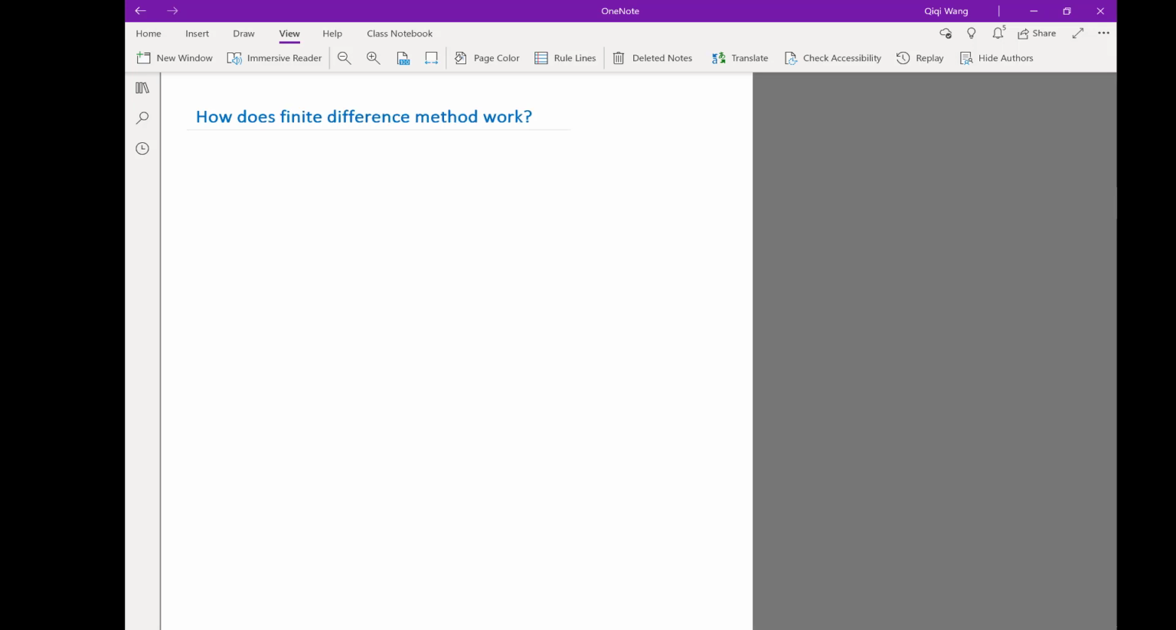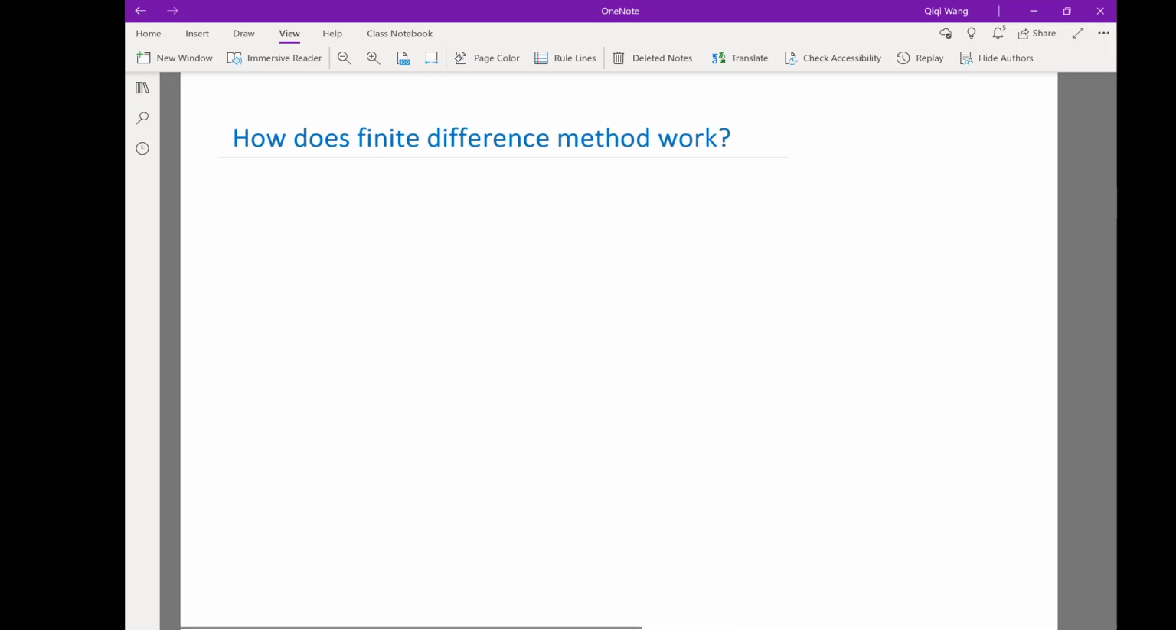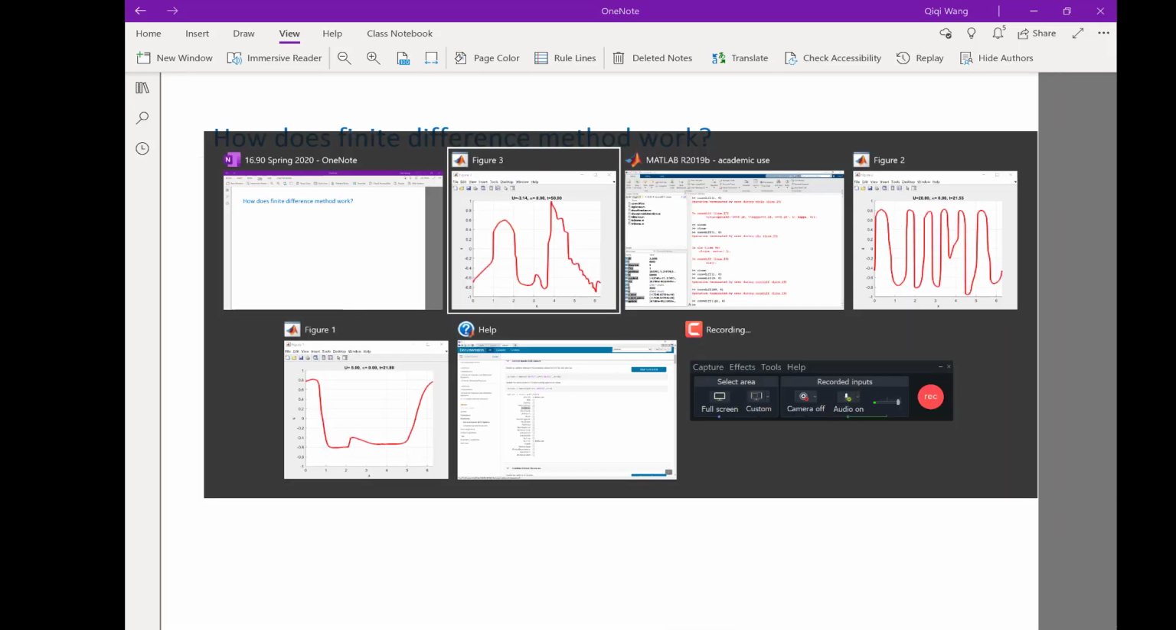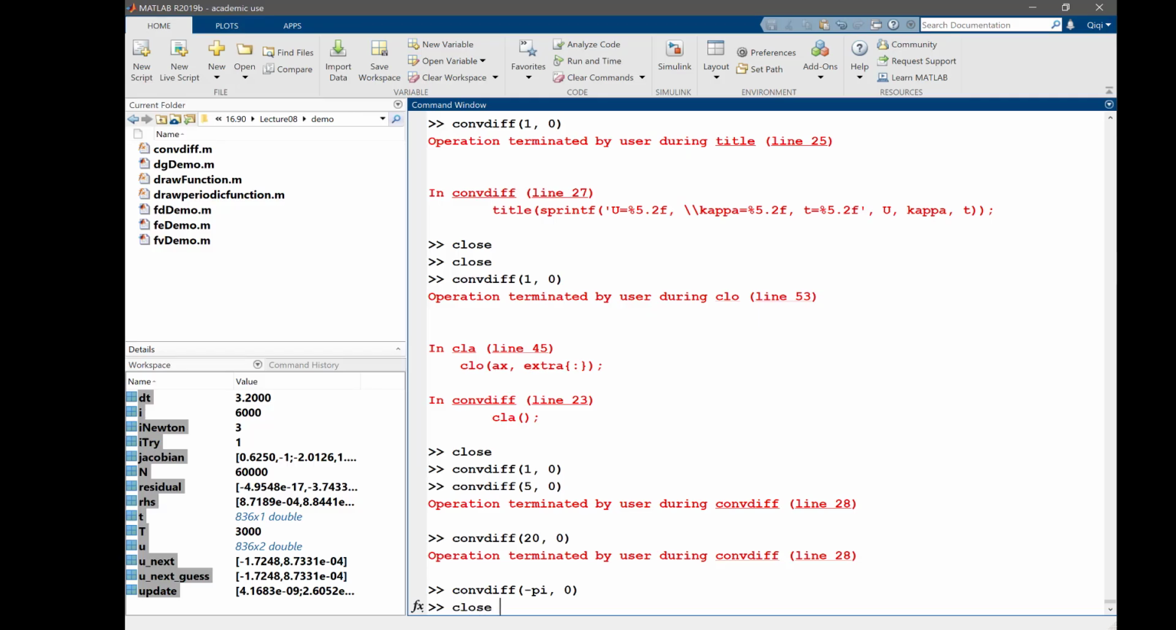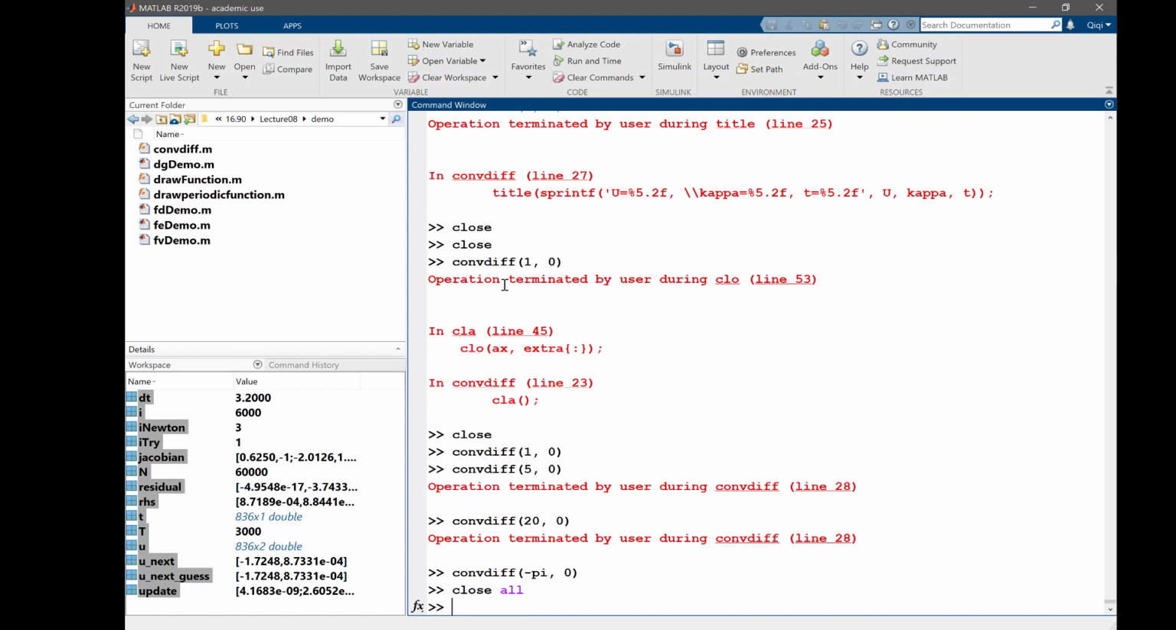And how does finite difference work? Let's see. Again, I'm going to start with some demos. So I have a FD demo. I'm actually having demos of all 3 types of method. And today I'm just going to show you the difference between 2 methods, finite difference and finite volume.